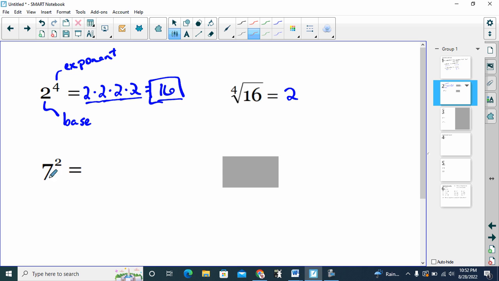7 squared, 7 to the 2nd power. If the exponent is 2, we often say that that is squared. An exponent of 3 would be cubed. 7 to the 2nd power means take 7 and multiply it by itself 2 times. So 7 times 7, which is 49.